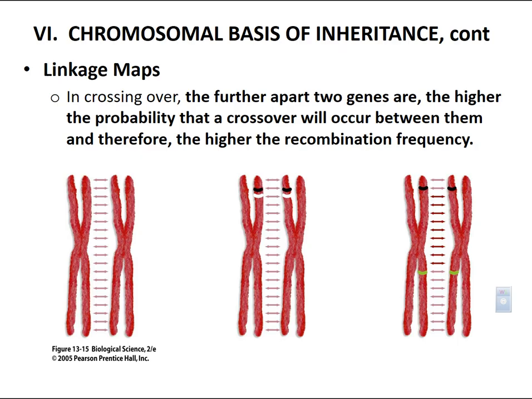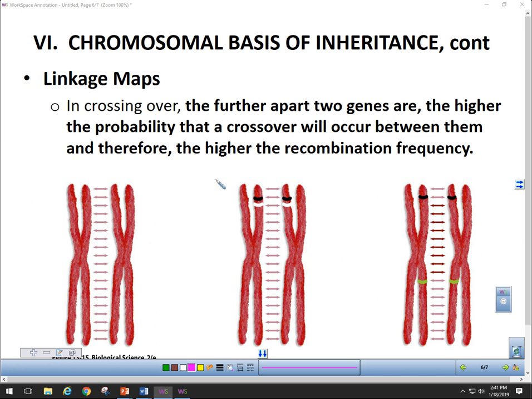So that led Thomas Hunt Morgan and some of his students to create what we use today, which are called linkage maps. You can actually look at a linkage map and see how far apart genes are based on the recombination frequency. So the further apart two genes are, the higher probability that a crossover event will occur. And therefore, you're going to have a higher percent of recombination frequency.